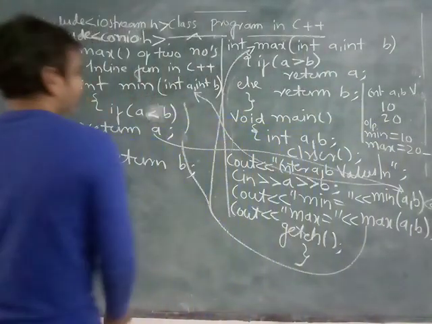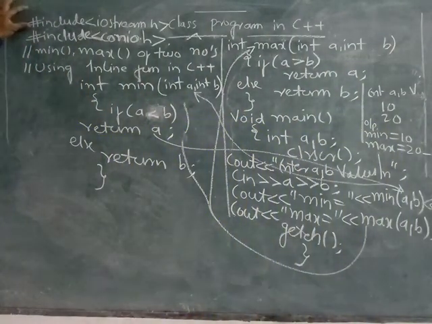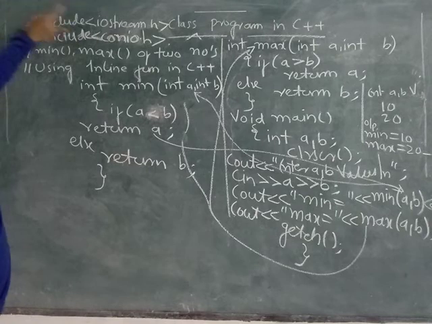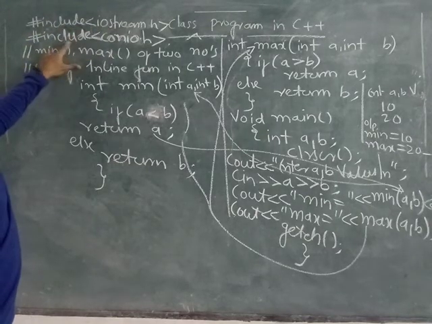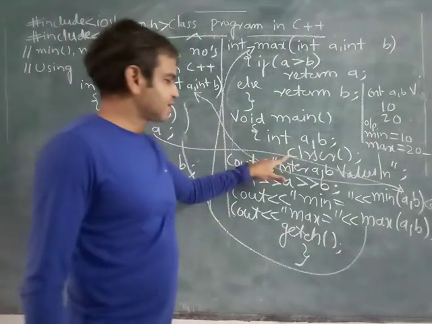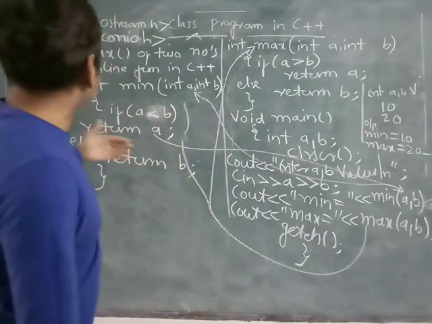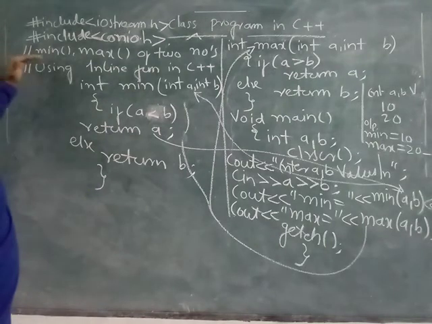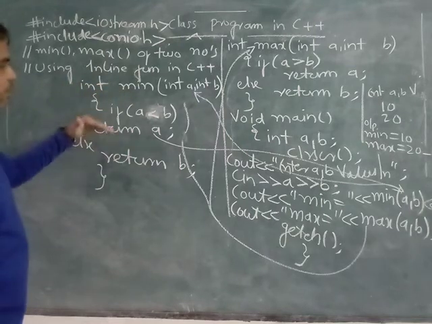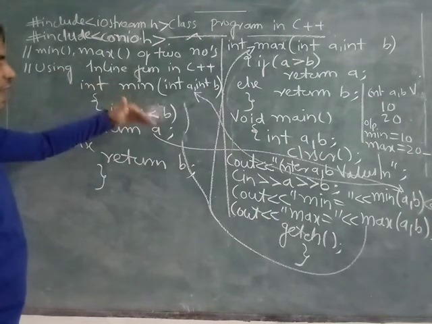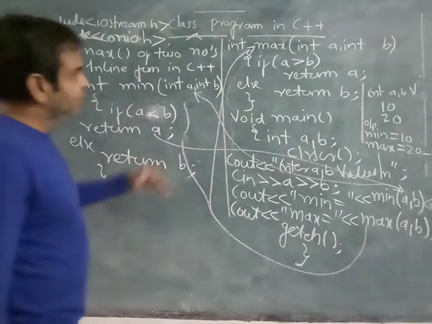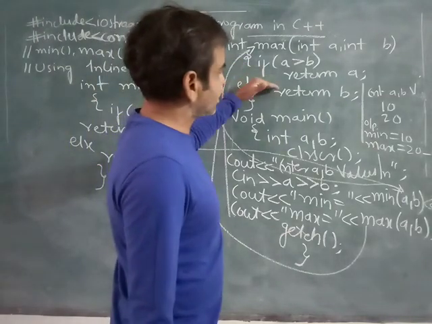See here, once again we will discuss. This is the header section for cin, cout: iostream.h. This is the header section for clrscr. And C++ is a bottom-up approach language. So this is a comment: minimum, maximum of two numbers using inline function in C++. Integer minimum is one of the member functions that will accept two arguments. Integer maximum will also accept two arguments and return a value.